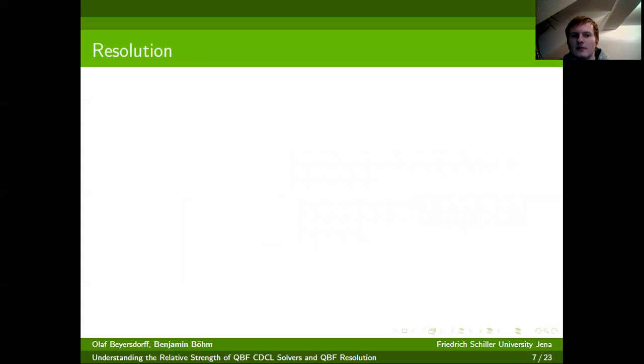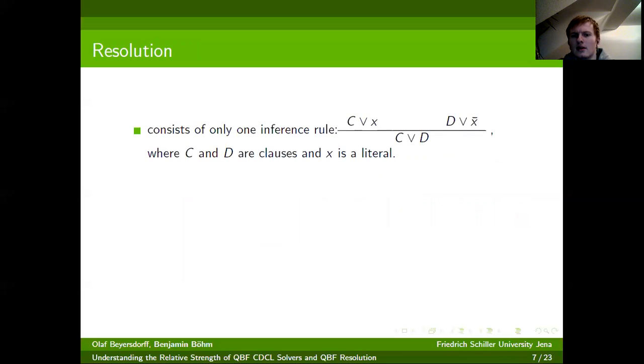Let's explain what resolution is. Resolution is the underlying system of CDCL, and it basically consists of only one inference rule, namely this one, where we can derive C or D from C or X and D or X bar. C and D are here clauses, and X is just a literal.